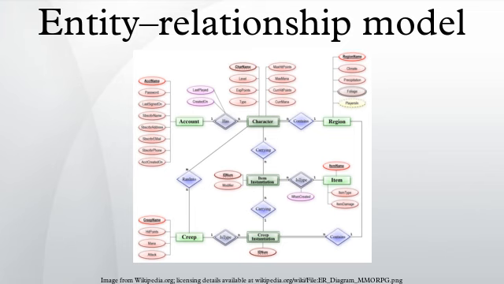The first stage of information system design uses these models during the requirements analysis to describe information needs or the type of information that is to be stored in a database. The data modeling technique can be used to describe any ontology for a certain area of interest.